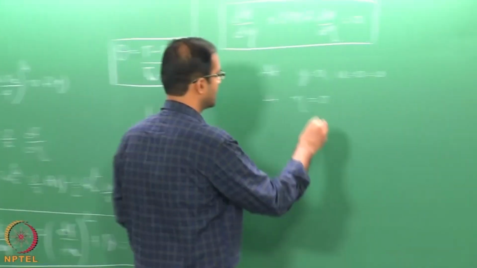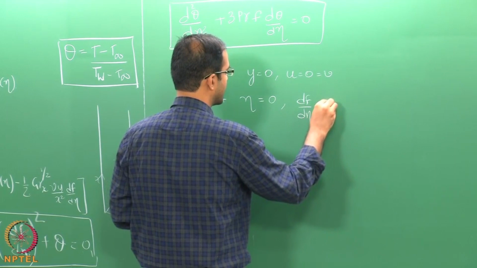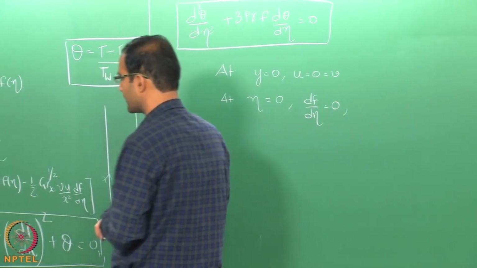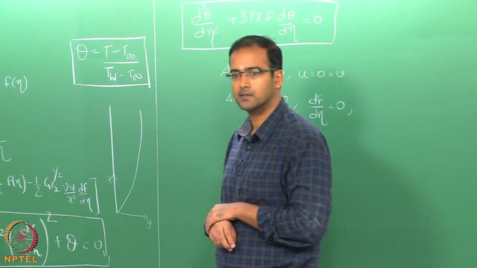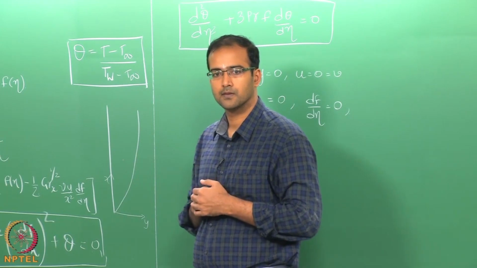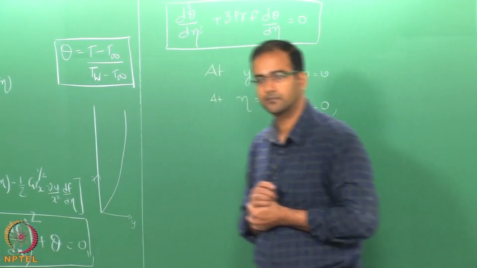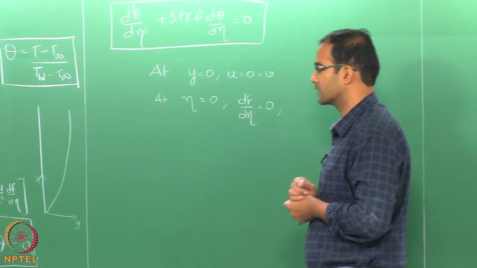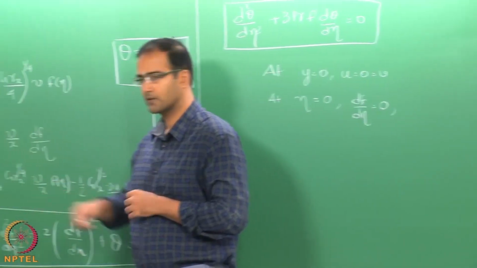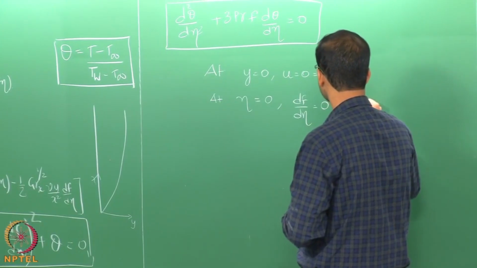Based on the fact that u equal to 0, we can say df by d eta equal to 0. And can we say something else from the v velocity, when v equal to 0? So, at eta equal to 0, v equal to 0. Therefore, f equal to 0.